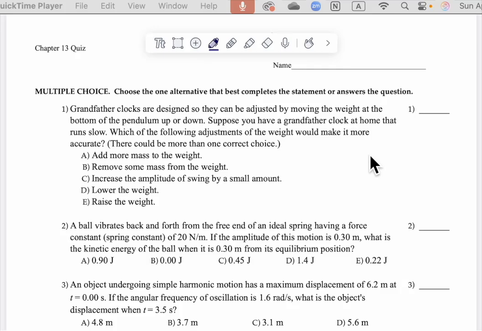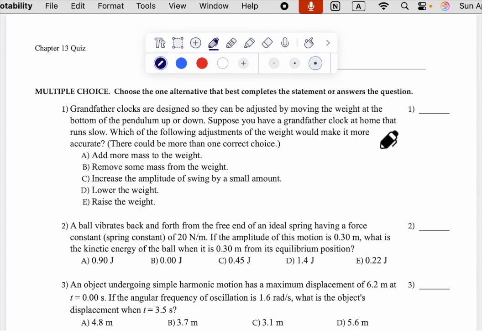bottom of the pendulum up or down. Alright, so here is a pendulum. So this weight can move up and down. Suppose you have a grandfather clock at home that runs slow. Running slow means it takes a longer time to go one period, right? Very slow. Alright, so we know the period equals 2 pi square root of L over g.